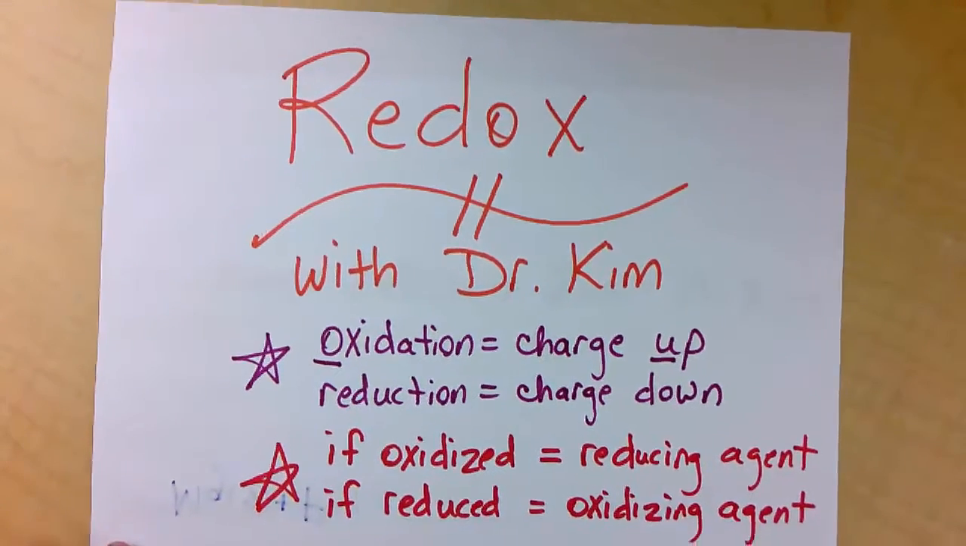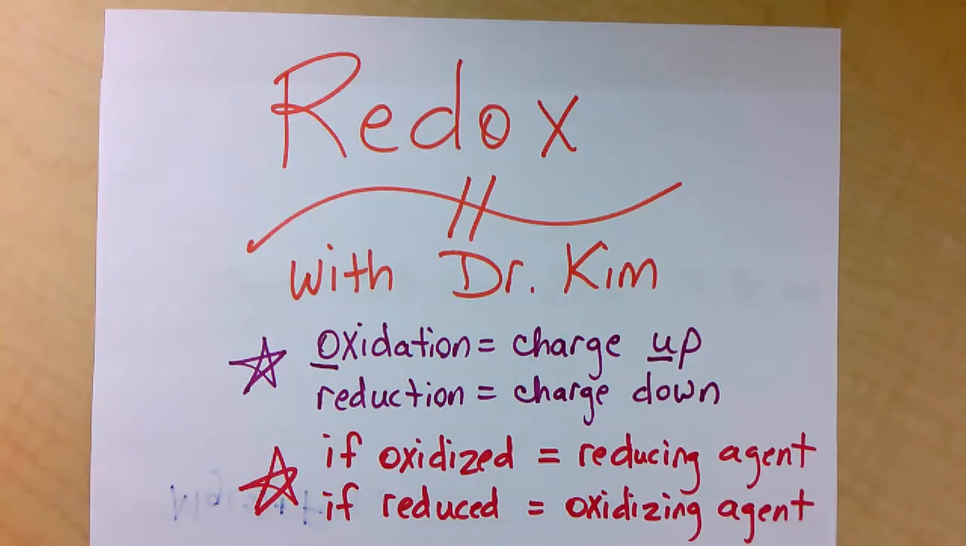If you were reduced, you are called the oxidizing agent because you helped someone else get oxidized while you were reduced. See, they go hand in hand. You can't have one without the other. If something is oxidized, something else has to be reduced. And so they help each other.